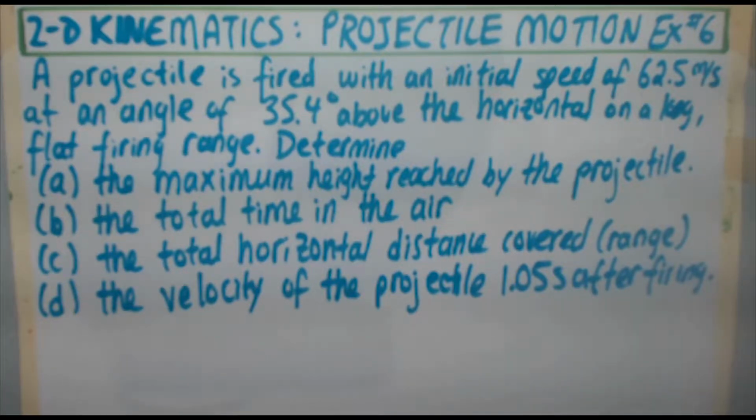A projectile is fired with an initial speed of 62.5 meters per second at an angle of 35.4 degrees above the horizontal on a long flat firing range. Determine A, the maximum height reached by the projectile, B, the total time in the air, C, the total horizontal distance covered, in other words, the range, and D, the velocity of the projectile 1.05 seconds after firing.